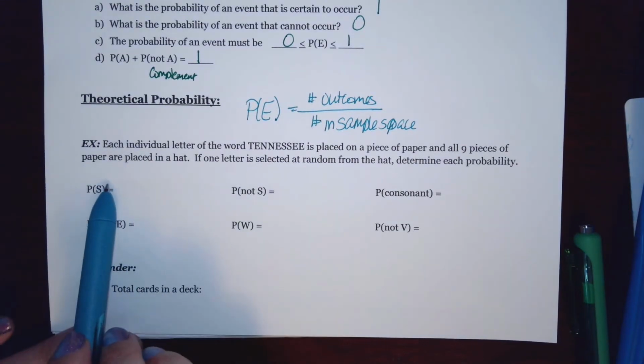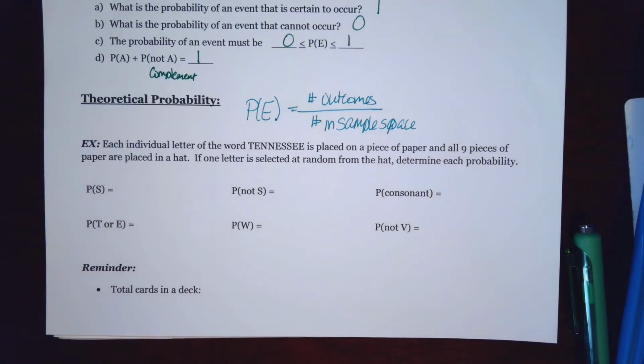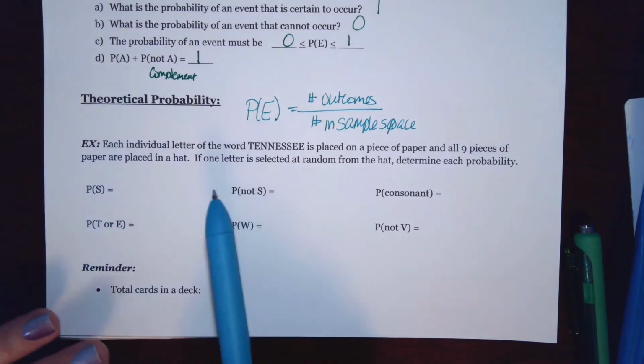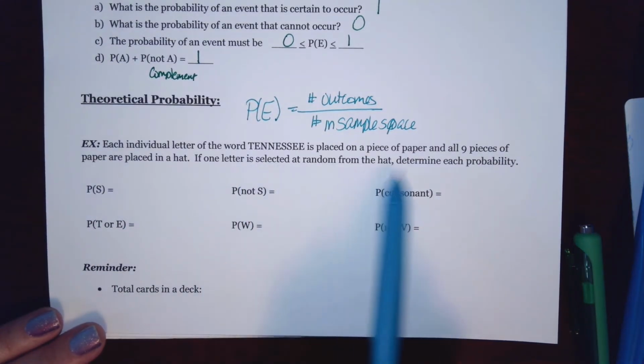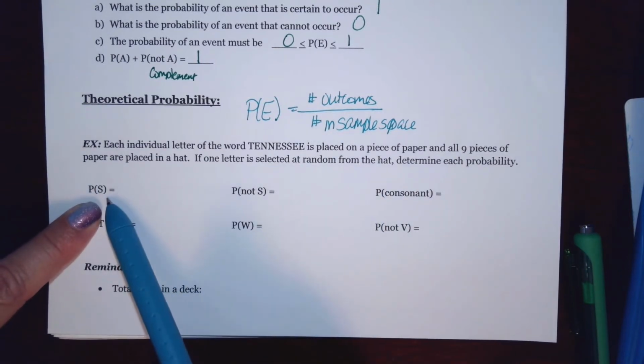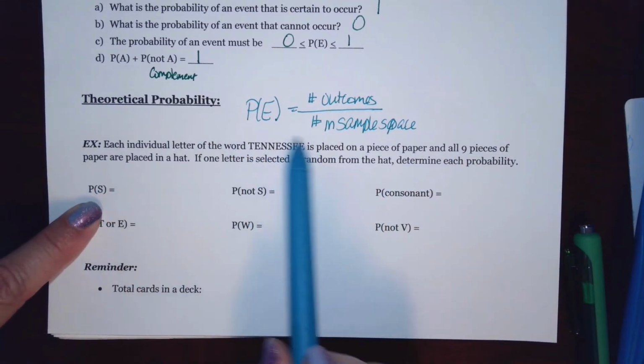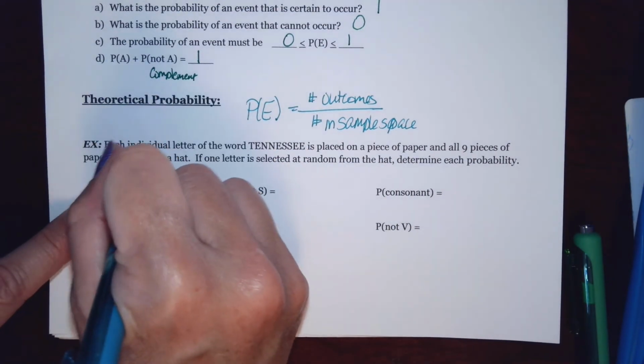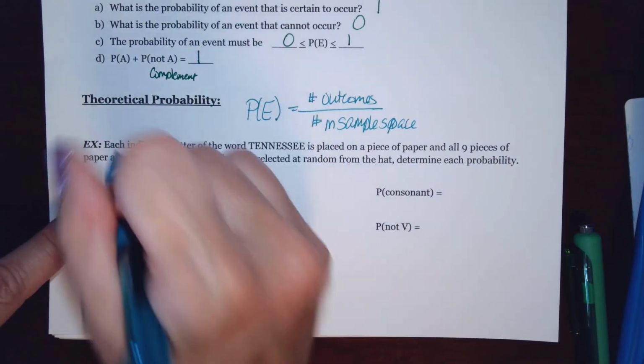For example, each individual letter of the word Tennessee is placed on a piece of paper, and because there are 9 letters in Tennessee, 9 pieces of paper are placed in a hat. If one letter is selected at random from the hat, determine each probability. What is the probability that I'm going to pick an S? Well, I've got 9 letters in the hat, and 2 of those are S.